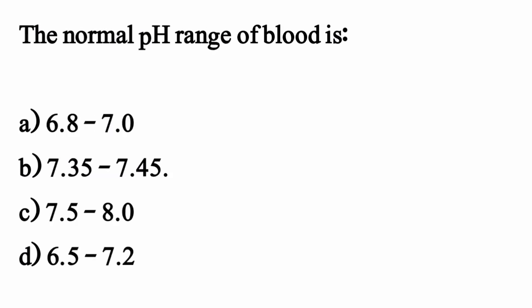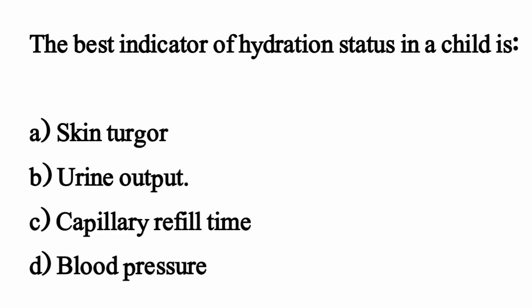The normal pH range of blood is. The correct option is option B, 7.35 to 7.45. The best indicator of hydration status in a child is. The correct option is option B, urine output.